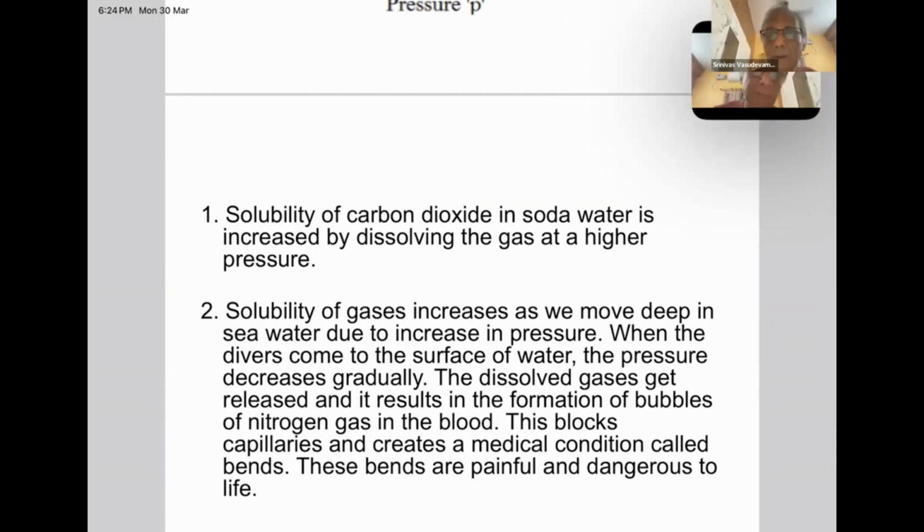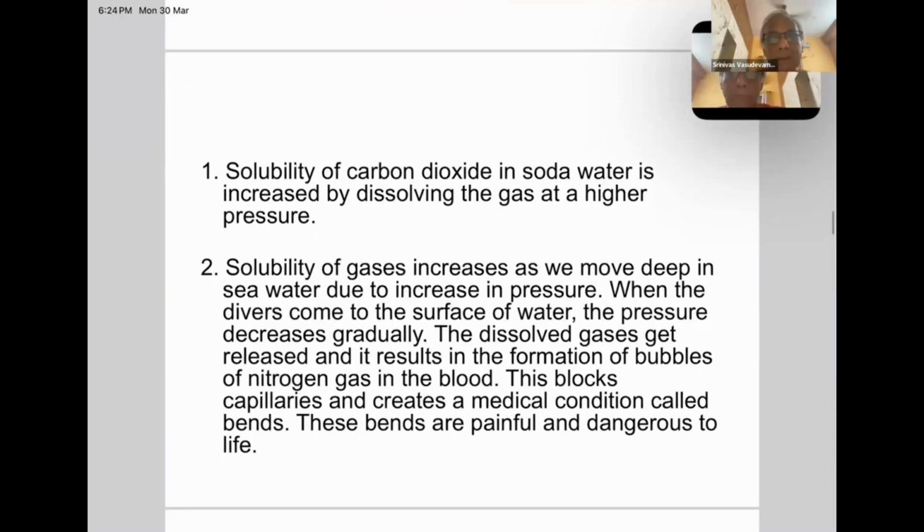Next, you will see when you go deep in the sea here. Normally swimmers, scuba divers, they go deep in the sea here. When you go deeper and deeper, the pressure will increase. When the pressure increases, what happens? Solubility of the gas will increase. Right? So what will happen? More nitrogen will dissolve in the blood here.